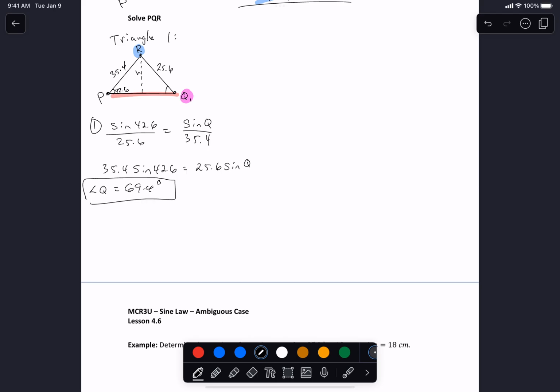So now I can put that on my diagram. So I've got 2 more pieces of information to find. What could I do now? 180 minus 42.6. Yeah, I could find angle R by going 180 minus the other 2 angles, so 42.6 minus 69.4. That makes angle R what?